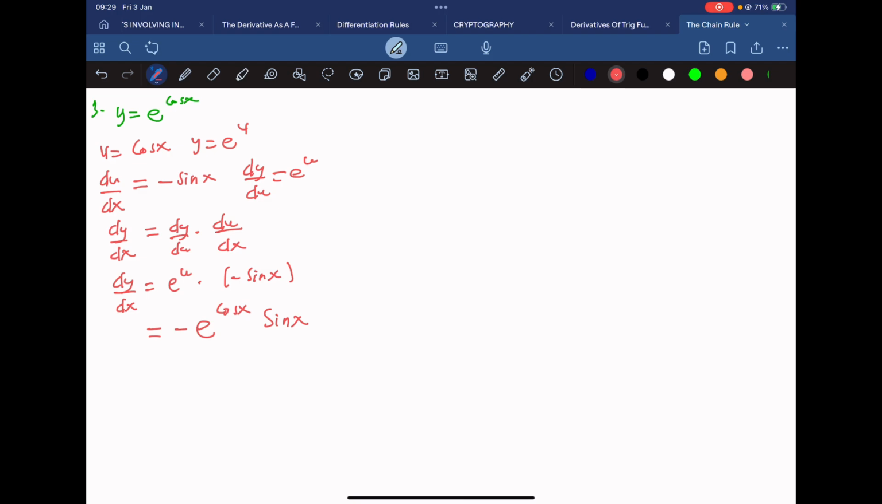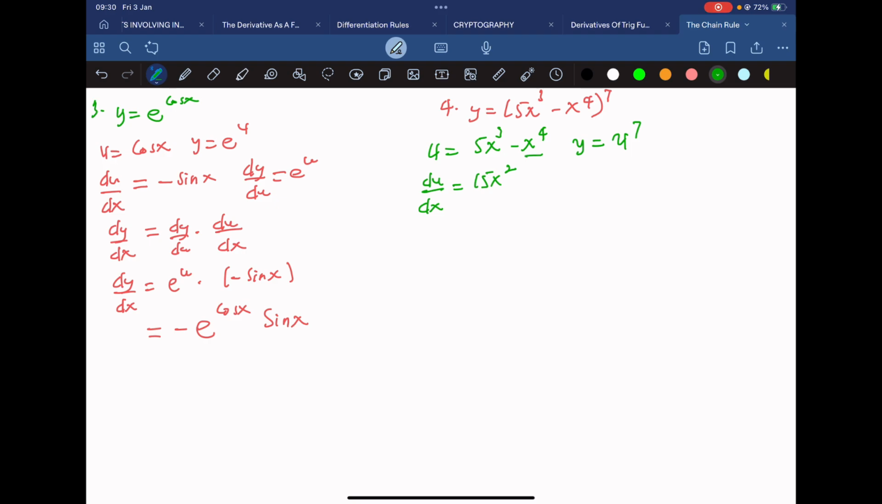What if we have a question like this? y equal to (5x cubed minus x to the 4) to the power of 7. So in this case, as we've been doing, let your u be what is inside the parenthesis, 5x cubed minus x to the 4. So if you do that, your y will become u to the 7th. So in this case, we have du/dx. If we differentiate this, we get 15x squared. And if we differentiate the second term, we have negative 4x cubed.